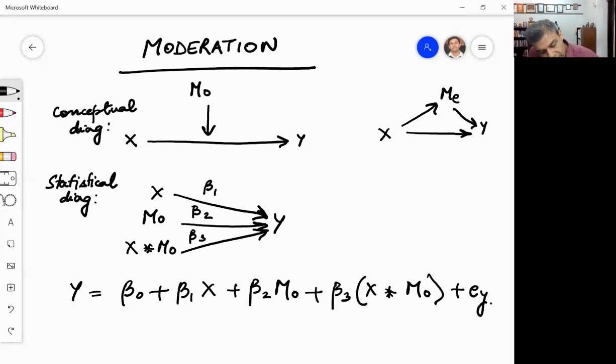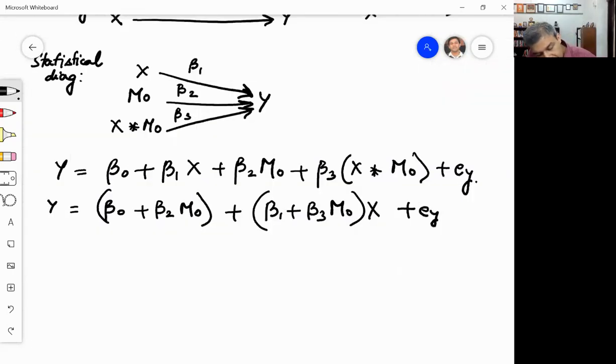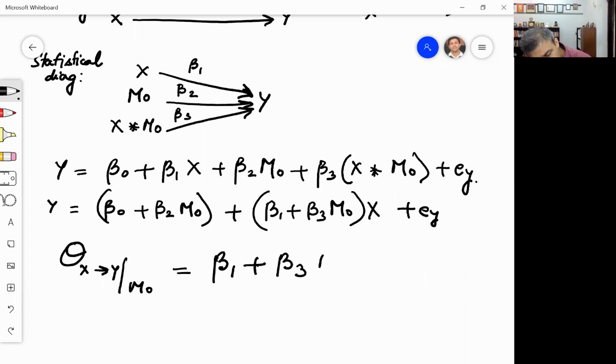So this can actually be written by combining terms: constant plus beta 2 times moderator, plus beta 1 plus beta 3 times moderator, whole times X, plus E of Y. Now the slope of this line, the effect of X on Y, is conditional upon the value of the moderator in this case, and it is denoted by beta 1 plus beta 3 moderator.